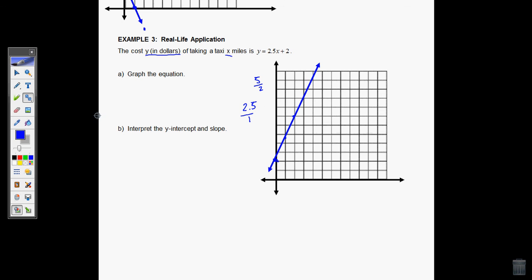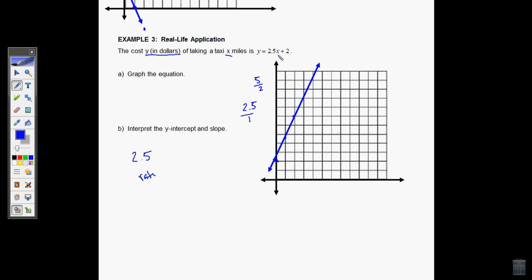Alrighty, so y was the cost in dollars, x was the amount of miles you're going. What could this 2.5 and this 2 possibly be representing if this is supposed to be an equation representing how much money you spend in a taxi for every mile you go? Well, let's take a look, see if we can figure it out. 2.5 is multiplying every single mile. So it's got to be something like $2.50 every single mile you go. So what that would be called is something like a rate. That's like a mile rate, 2.5 every single mile.